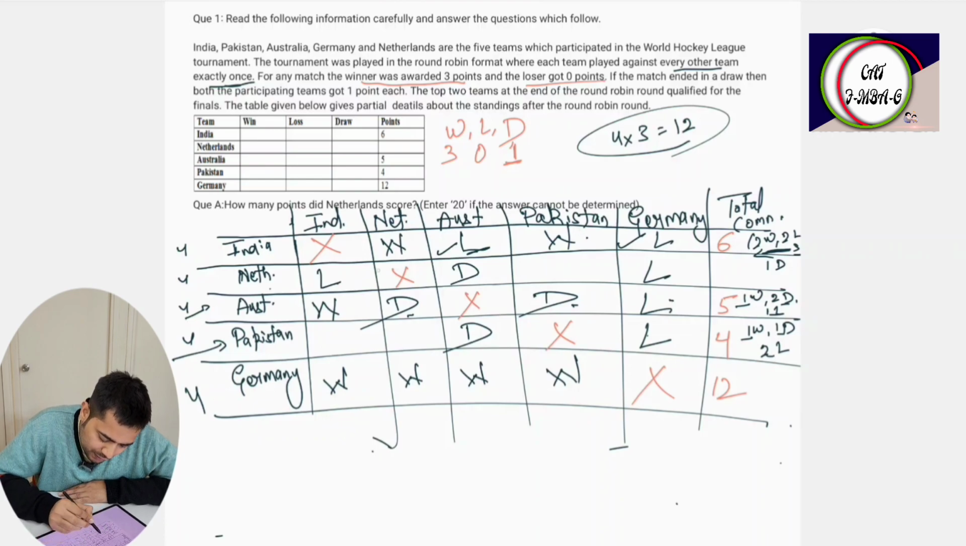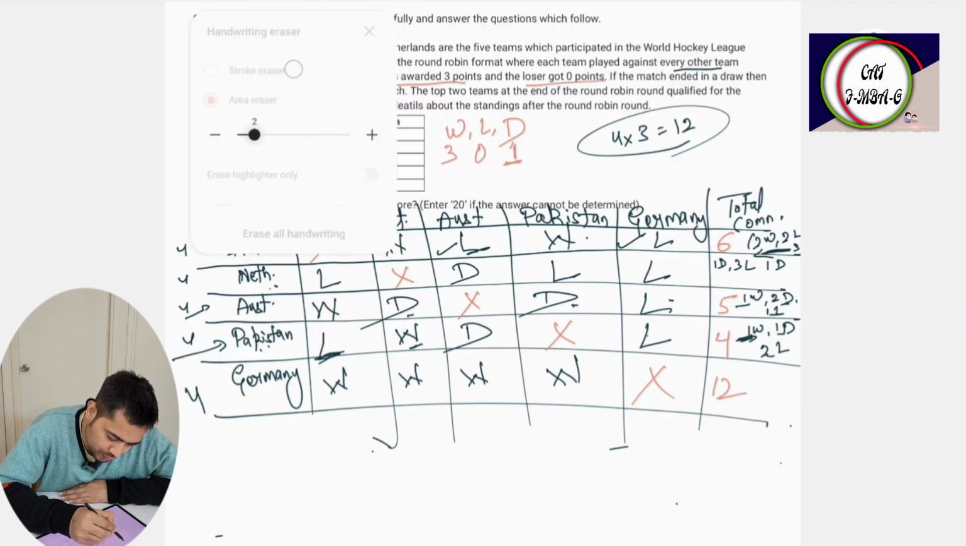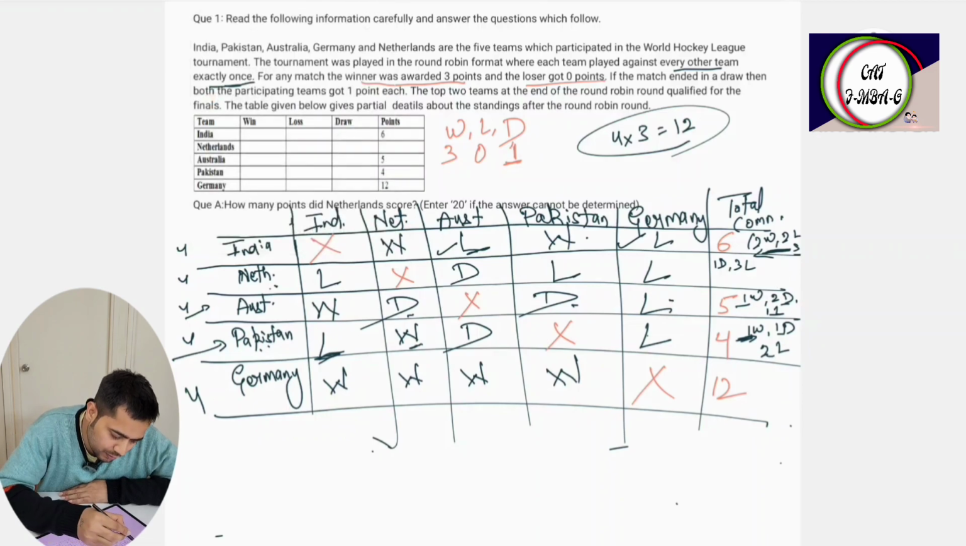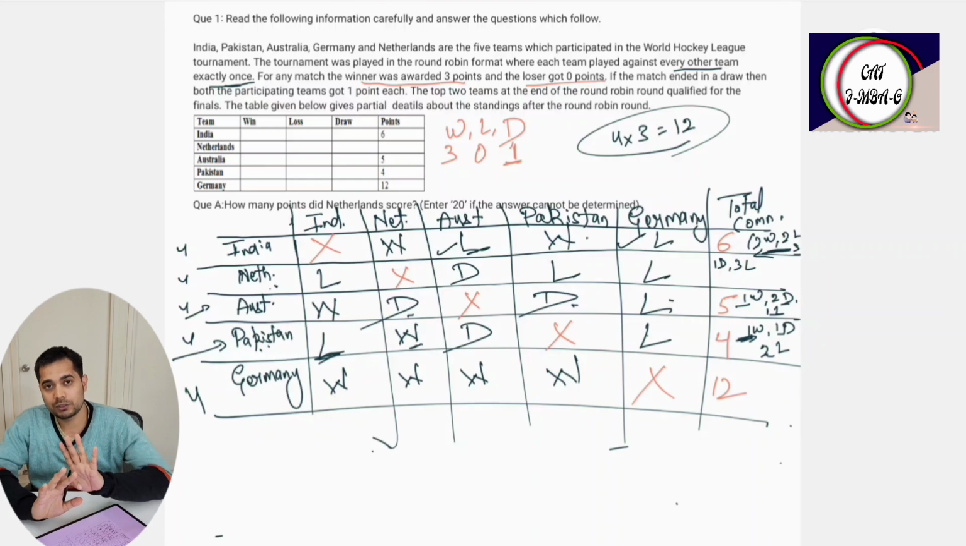India, Pakistan, India win. So Pakistan, India, Pakistan loss. Now Pakistan, only one win is left, so this has to be a win. So Pakistan, Netherlands, Pakistan win. So Netherlands, Pakistan, Netherlands loss. So the whole table is filled. Netherlands is one draw and three loss. This is how Netherlands is there. Our whole table is fulfilled.